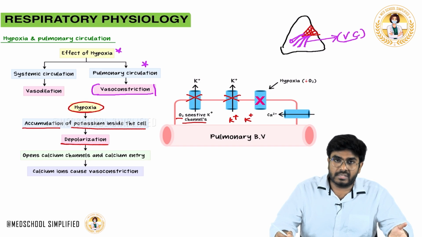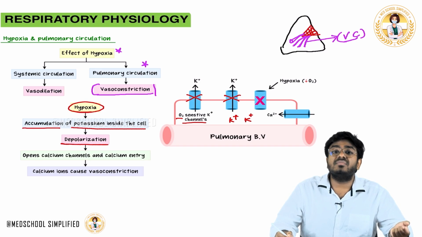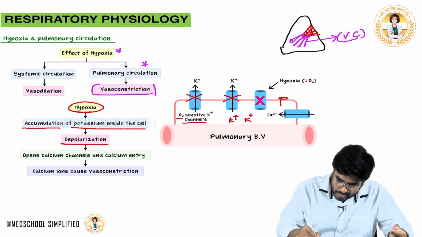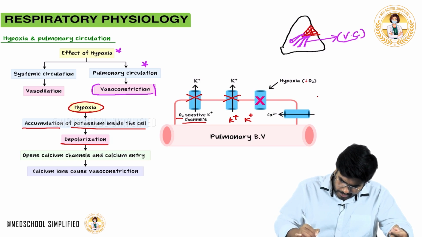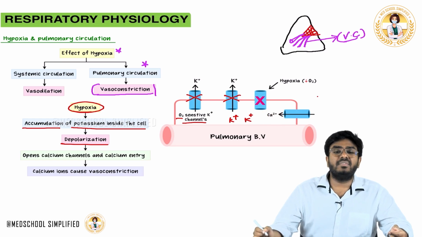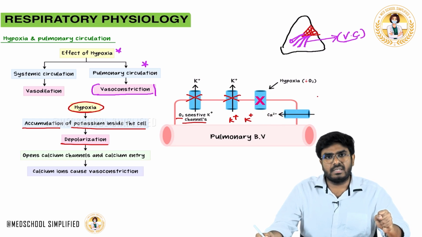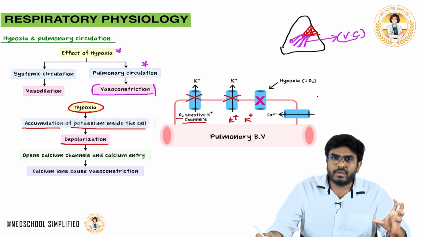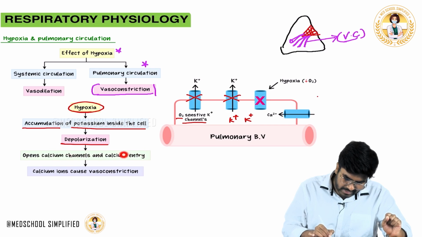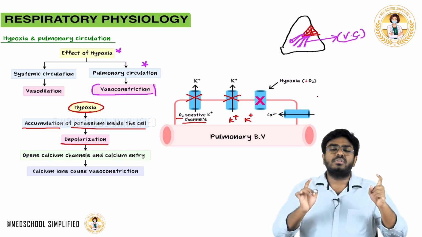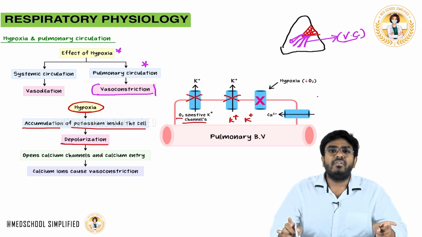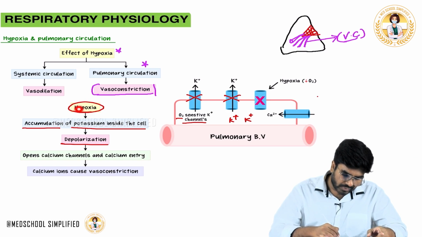When the smooth muscle cell is depolarized, calcium will start to enter. Calcium influx happens, calcium is coming into the cell. Now what will this calcium do? Calcium will help in contraction of the smooth muscle. When the smooth muscle is contracted, that will cause vasoconstriction. So this is how the pulmonary blood vessels undergo vasoconstriction under the effect of hypoxia.